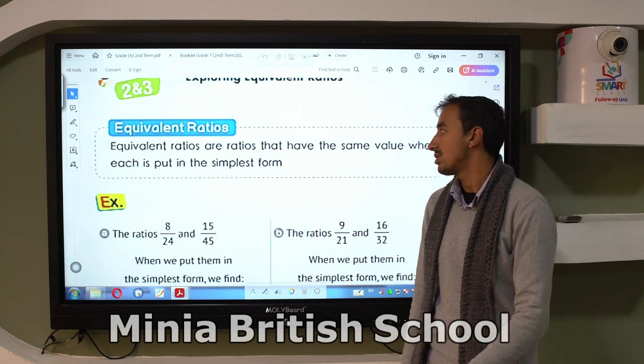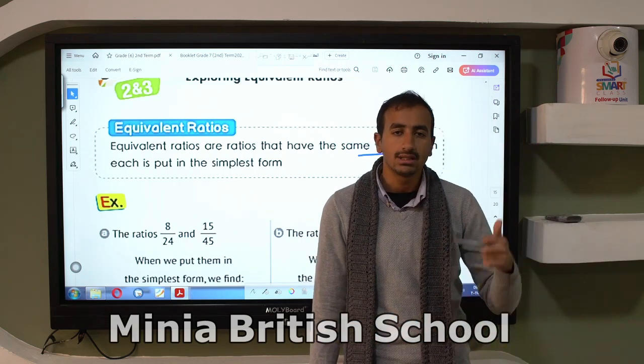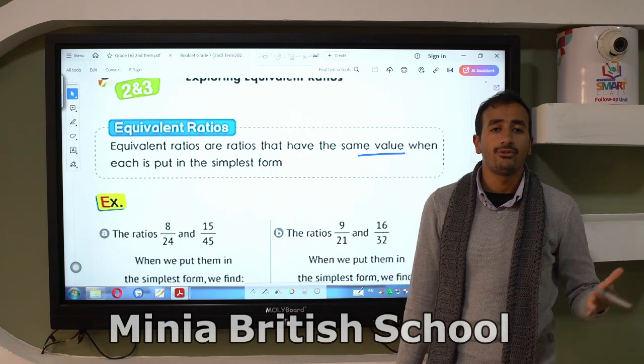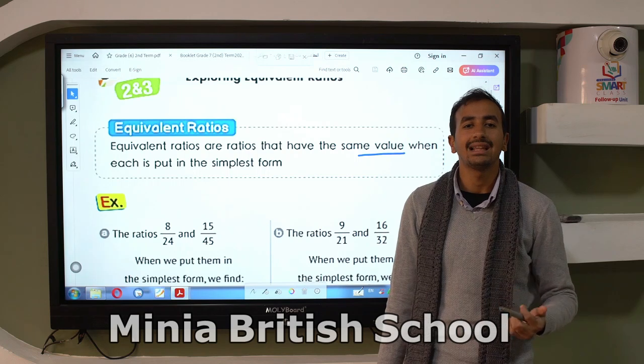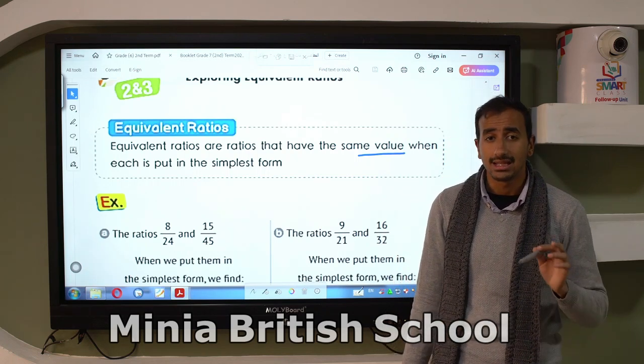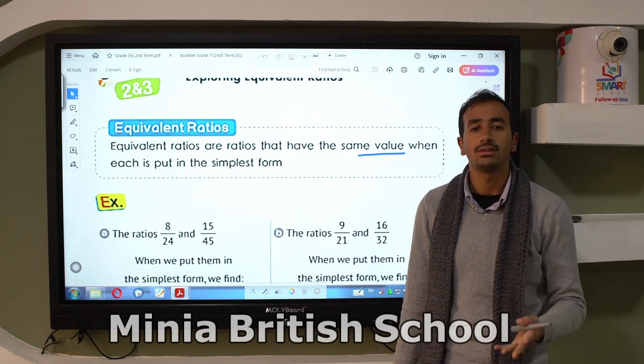Equivalent ratios are ratios that have the same value when each is in the simplest form. We studied this before in the last video. If we have 4 over 6 equals 2 over 3, the first term and the second term are divisible by the same number, so they are two equivalent ratios.